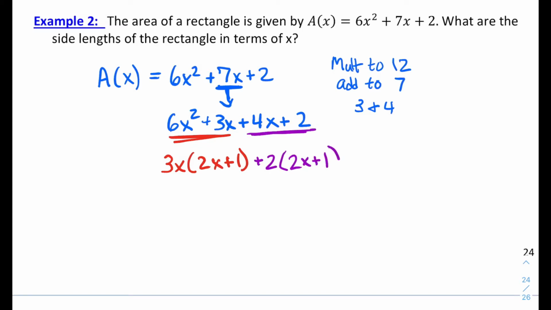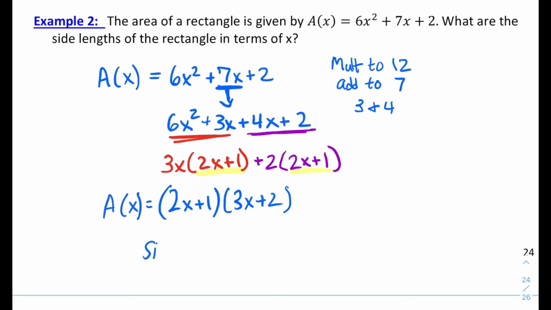And then my red group and my purple group each have a common factor of 2x plus 1 that I can factor out. So my factored form is going to be 2x plus 1 times 3x plus 2, which means those are the two binomials that represent my side lengths that could be multiplied together to get this area.